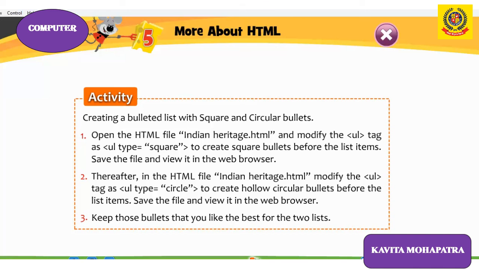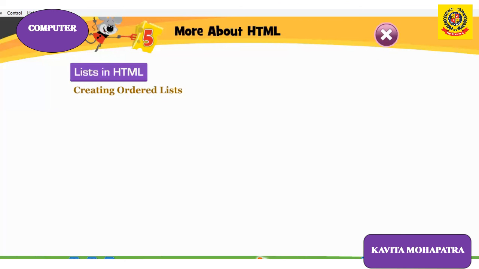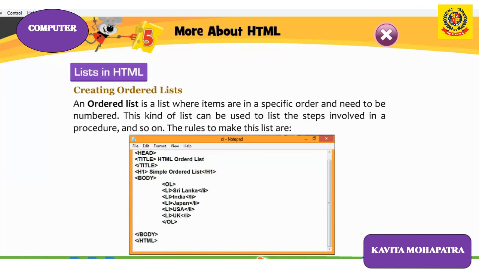Open the HTML file indianheritage.html, modify the UL tag, UL type equal to square. In place of circle, you give square to create square bullets before the list item. Save the file and view it in the web browser. Thereafter, in the HTML file indianheritage.html, modify the UL tag as UL type equal to circle. First give square, then circle to create circular bullets before the list item. Save the file, view this one in the web browser. Keep those bullets that you like best for the list.